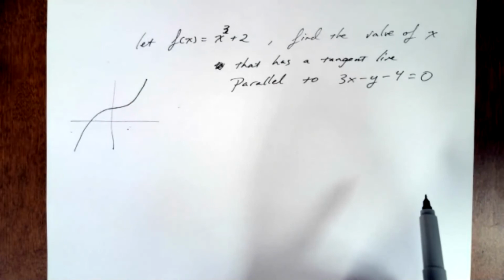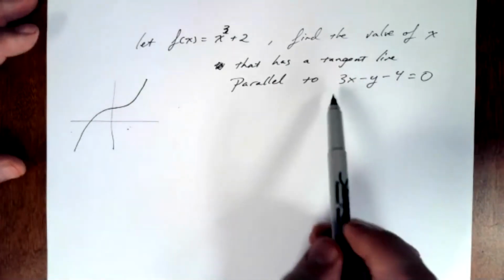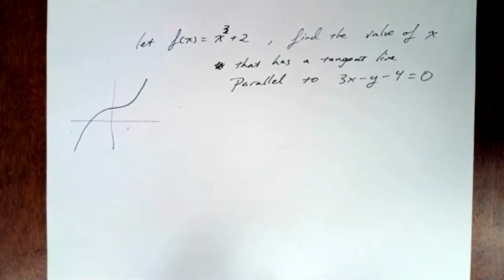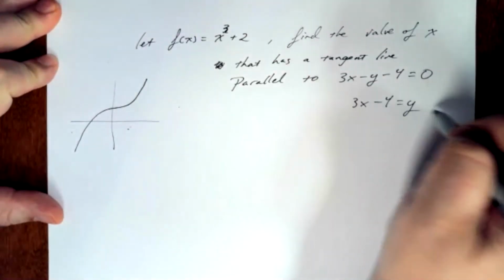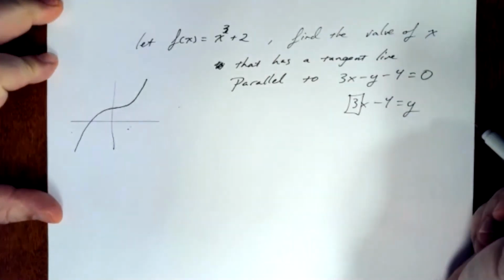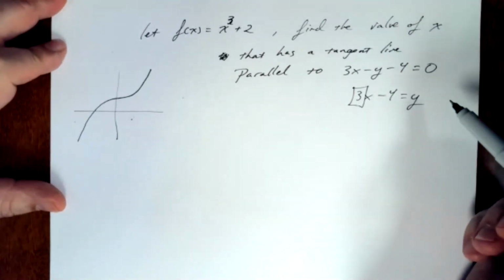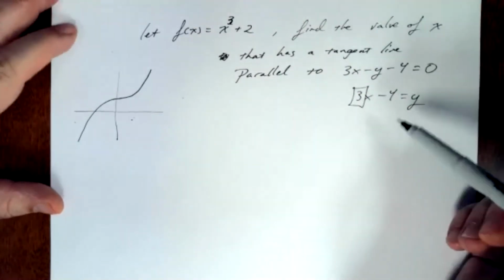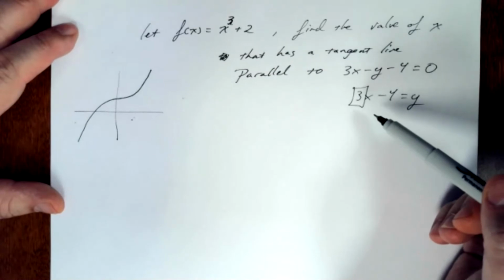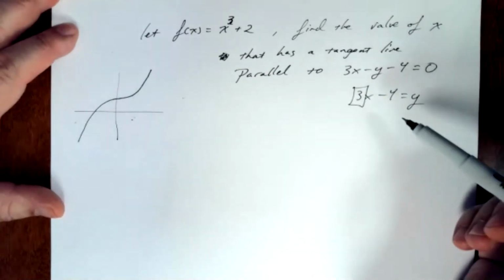You guys remember that from geometry? So what is the slope of this line? Three. Right, because 3x minus 4 is equal to y. So 3 is your slope. So now what you have to do is find the derivative of this and find out when it has a slope of 3.